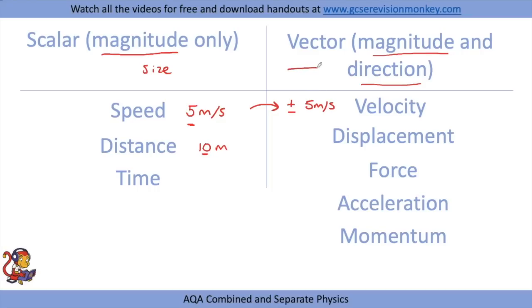So if they've decided that everything moving to the right is a plus and everything moving to the left is a minus, they can put that plus or minus in front to indicate the velocity. Displacement is the vector version of distance, and you'll also have force, acceleration and momentum that are examples of vectors as well.